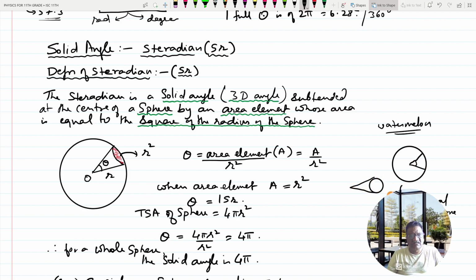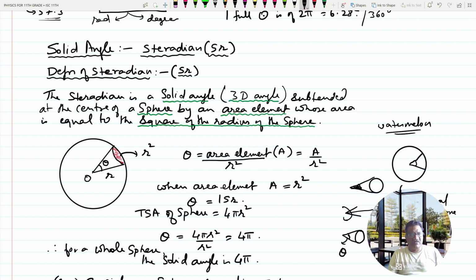Okay, it's a three-dimensional figure, right? Now this particular angle is a solid angle. It is known as a solid angle because this is not a planar figure. It's a 3D figure. If you rotate this angle either clockwise or anti-clockwise, you will get a figure like this. So this angle is known as a solid angle theta.